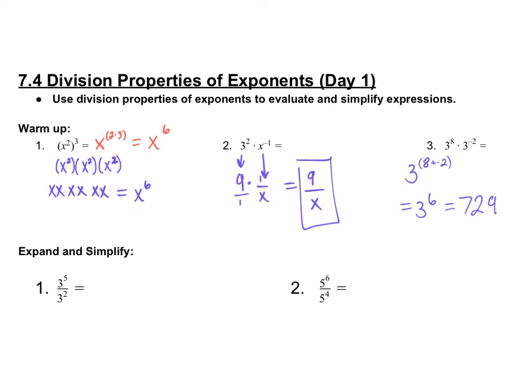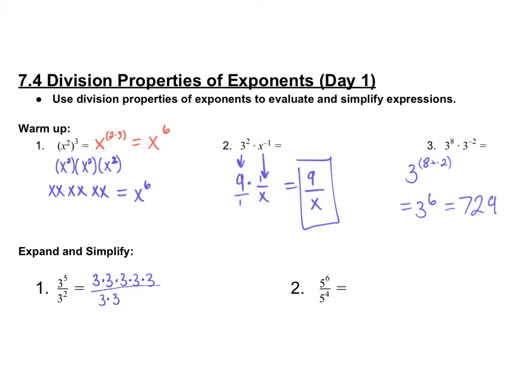All right, so now let's get into some new stuff. These first couple tell us to expand and simplify. So 3 to the 5th, when we say expand, that's 3 times 3 times 3 times 3 times 3, 5 of them. Over 3 squared is 3 times 3.